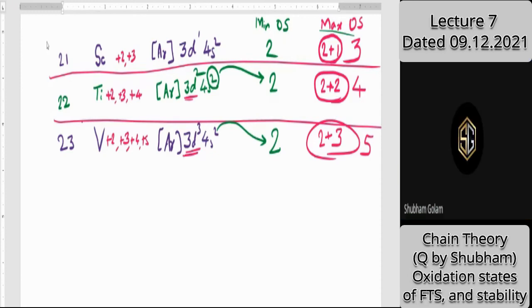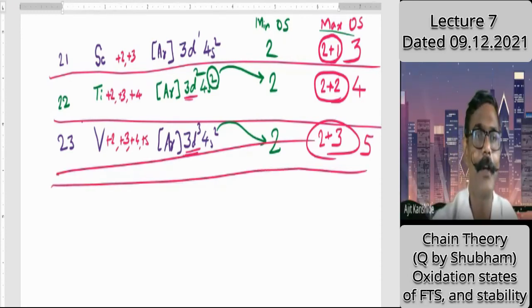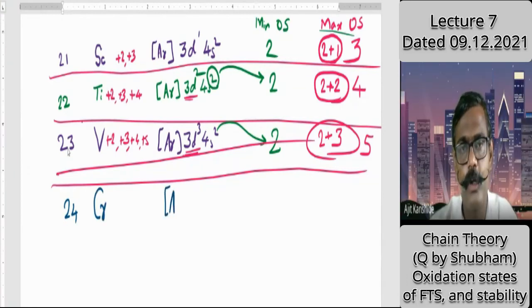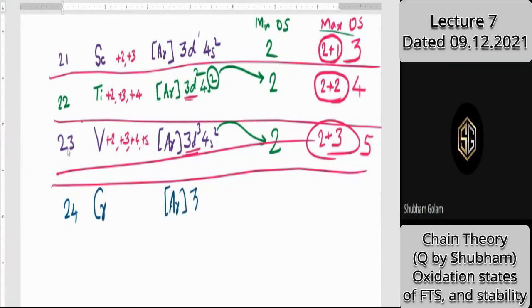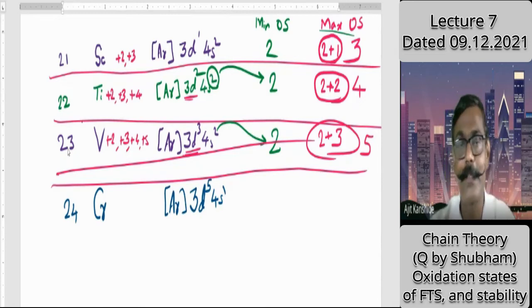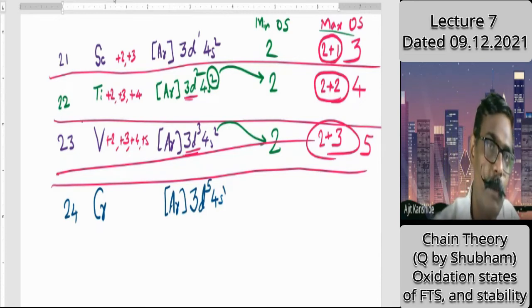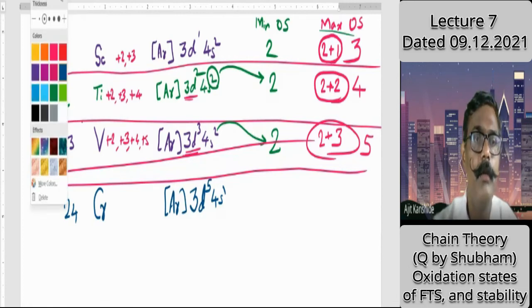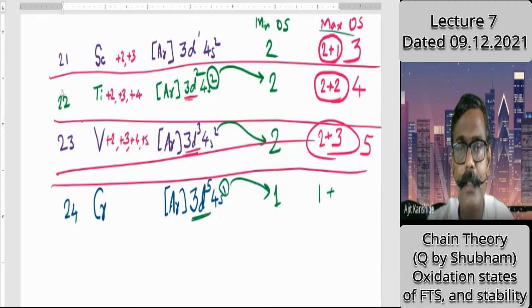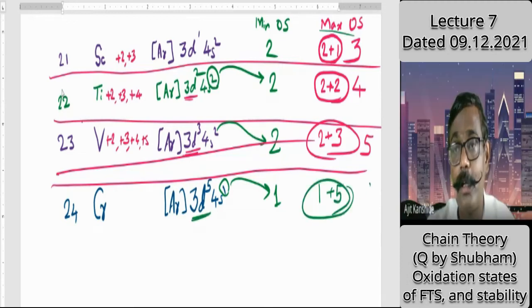Are you understanding? Now an important element, atomic number 24, chromium. Its electronic configuration is argon 3d5 4s1. Chromium is the exception where only one electron is there in the 4s orbital. So as per our rule, the minimum oxidation state will be +1, because only one electron is there. Maximum oxidation state is 1 plus the number of unpaired electrons, which is 5. So the total is +6.